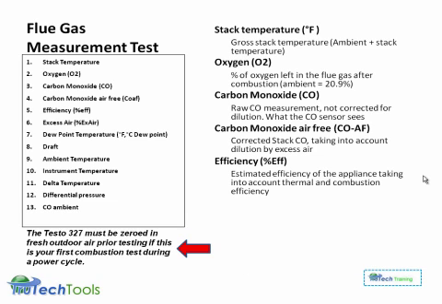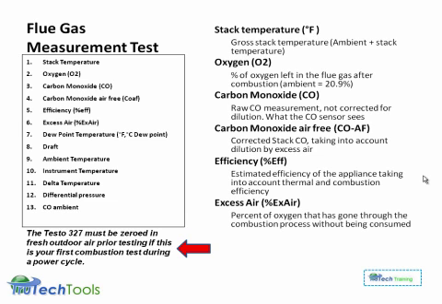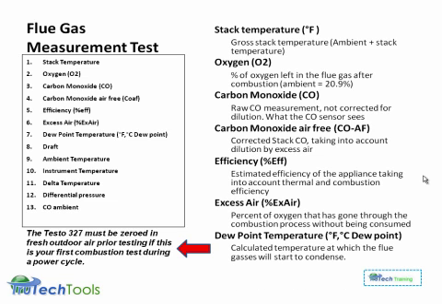Efficiency is the estimated efficiency of the appliance, taking into account thermal and combustion efficiency. Excess air is the percent of oxygen that's gone through the combustion process without being consumed. Dew point temperature is the temperature at which the flue gases start to condense.